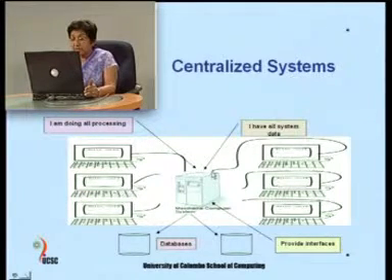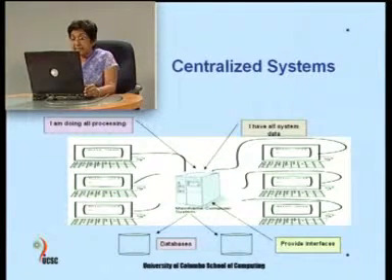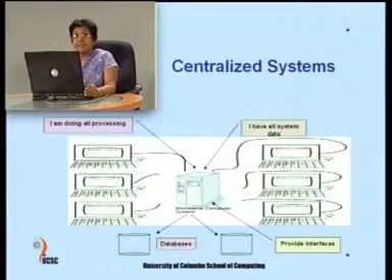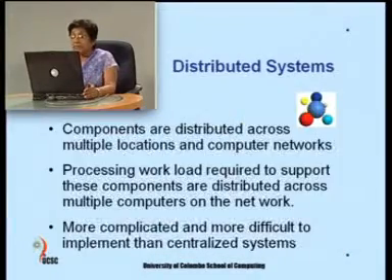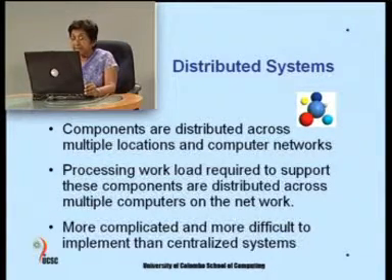Now, in this case, if something goes wrong with this mainframe computer, none of the terminals will be able to do any work, because they cannot do any processing, or they do not have access to any data. This system is sort of outdated now. What we have mostly are the distributed systems, where the components are distributed across multiple locations and computer networks.